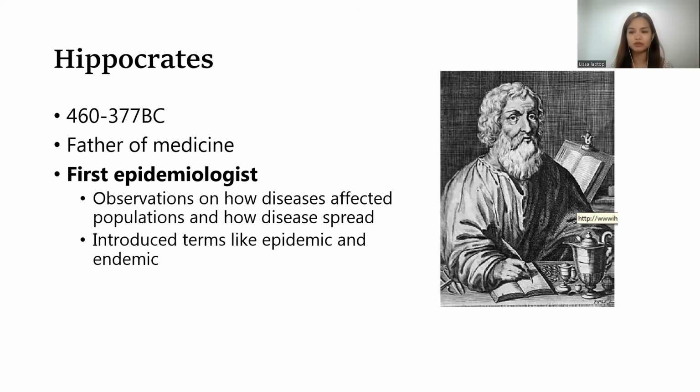For example, he noted that malaria and yellow fever most commonly occurred in swampy areas. It was not known at that time that the mosquito was responsible for such diseases, but at least he was able to identify the localities where malaria and yellow fever most commonly occurred.